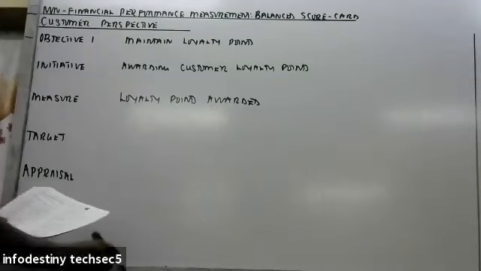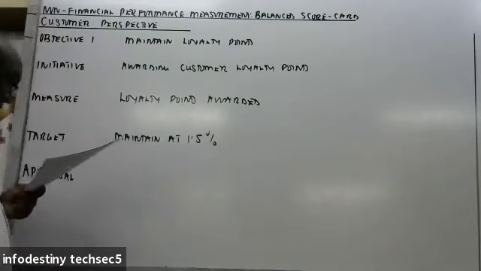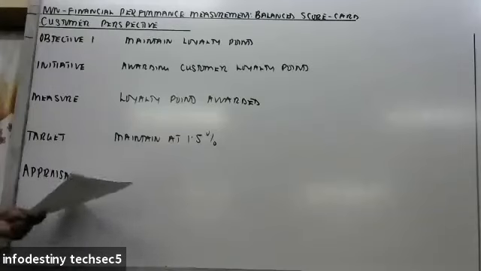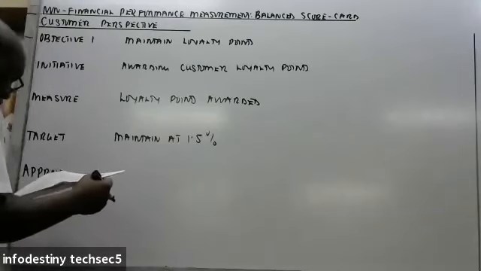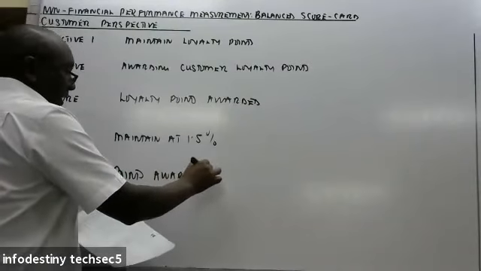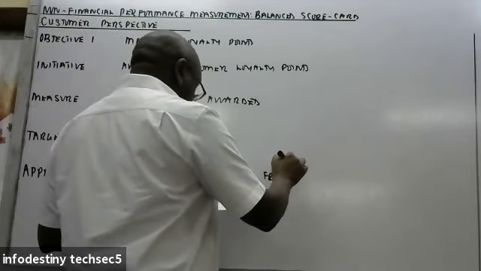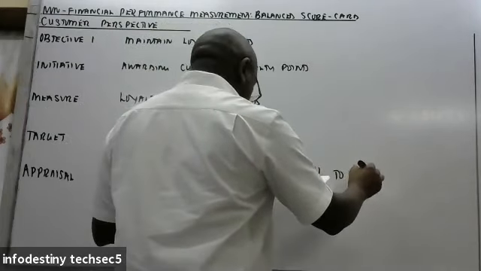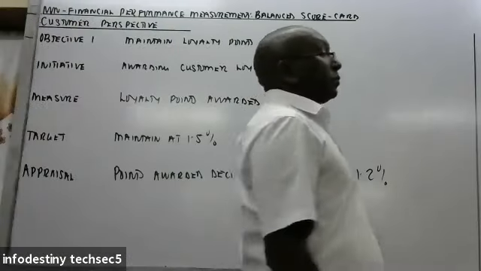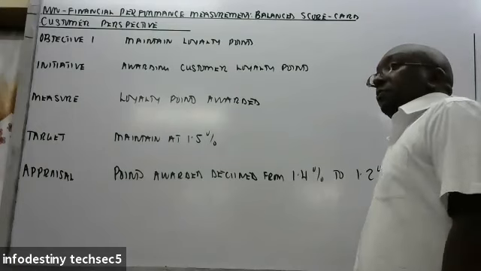Then what is the target? The target is maintained at 1.5%. Maintain at 1.5%. And what now do we find when we check the appraisal? What is the actual? What we find is that the points declined. Points awarded declined, from 1.4% to 1.2%. So they gave fewer points to customers.